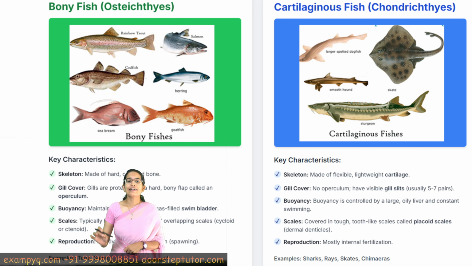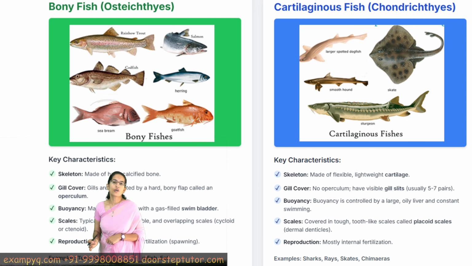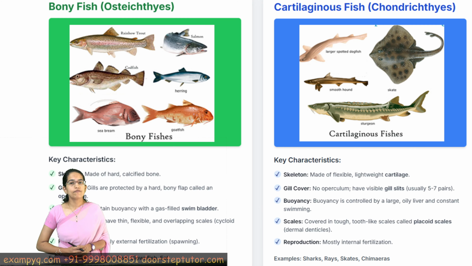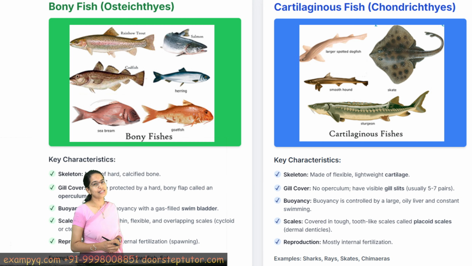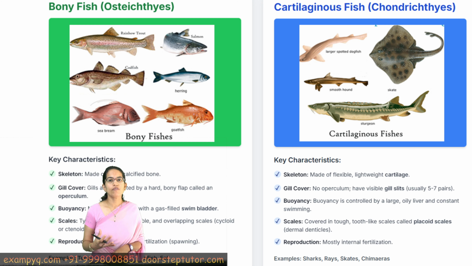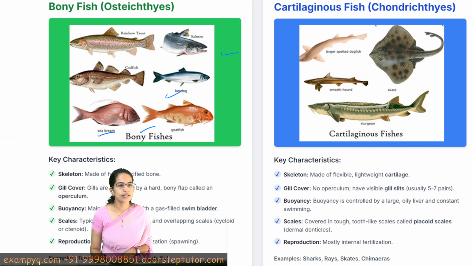A very standardized question for most of the Olympiad examinations in the early years is the difference between bony fish and cartilaginous fish. Now, as the name suggests, bony fish have a skeleton which is made of hard calcified bones. You have herring, goldfish, sea bream, salmon, trout and redfish as some of the examples of bony fish.